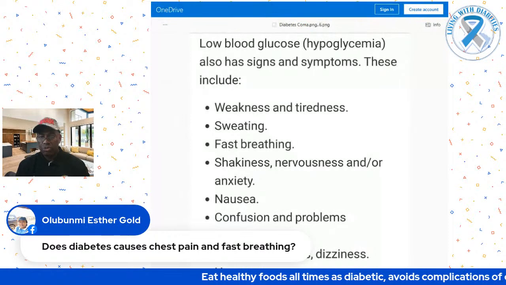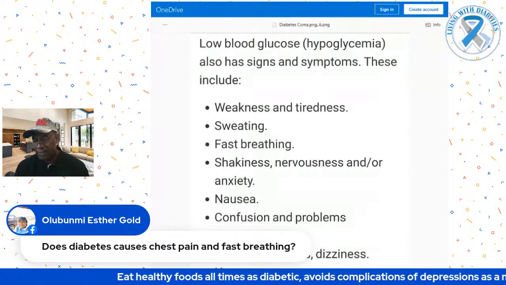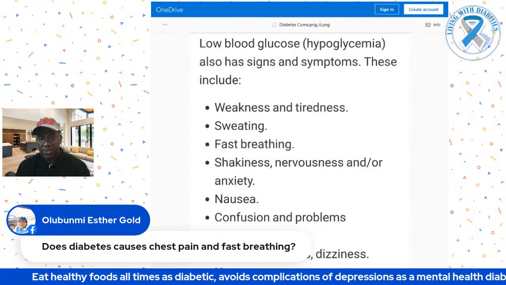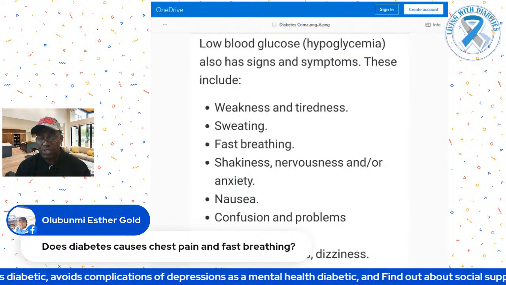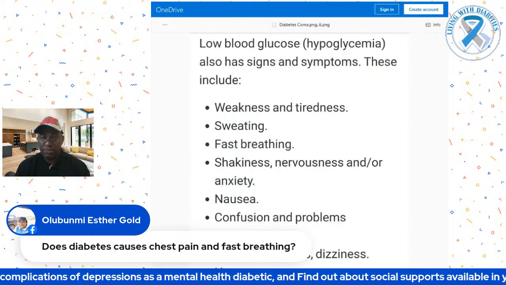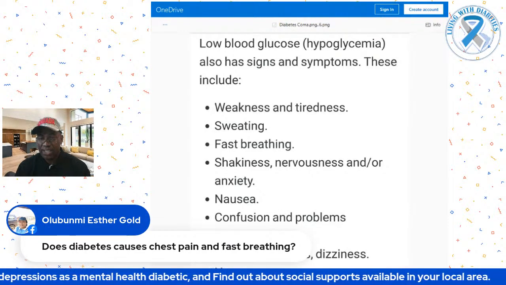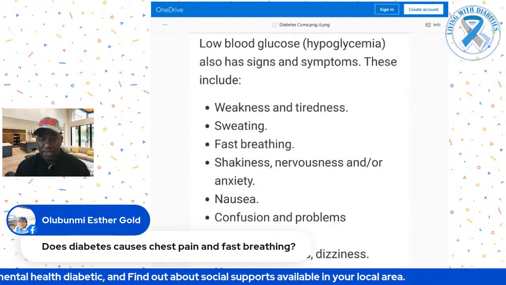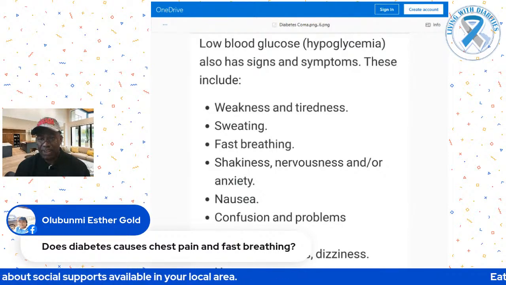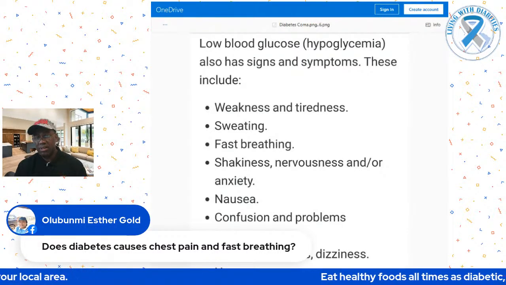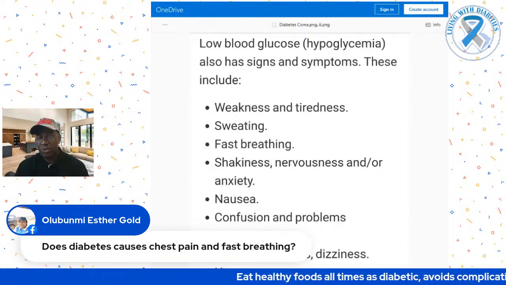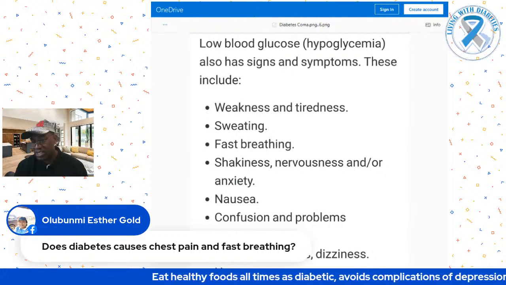All right, Olubumi, to answer your question: you say, does diabetes cause chest pain and fast breathing? If you look at what I posted, the video I'm sharing with you now, you see that yes, that answers your question. Why are you having fast breathing or chest pain? Now, where are you having the chest pain first? Olubumi, can you tell me where you're having the chest pain?